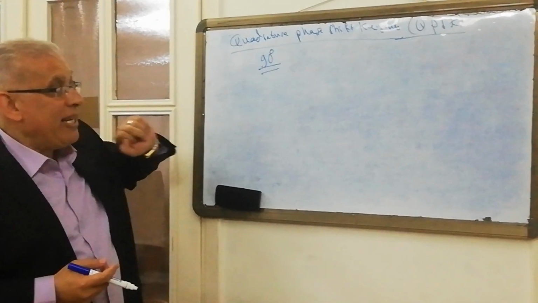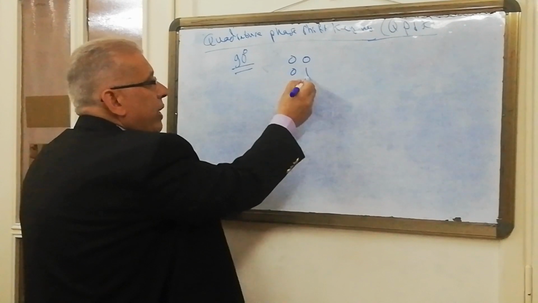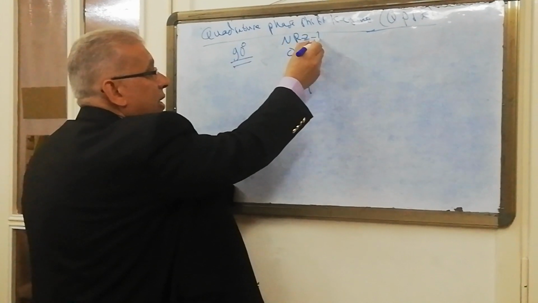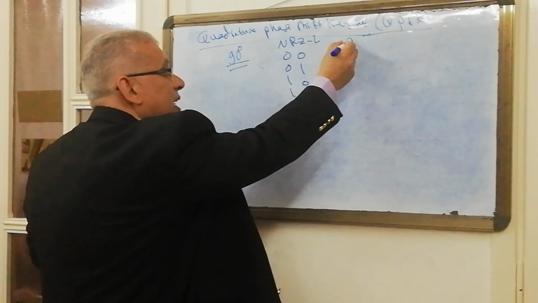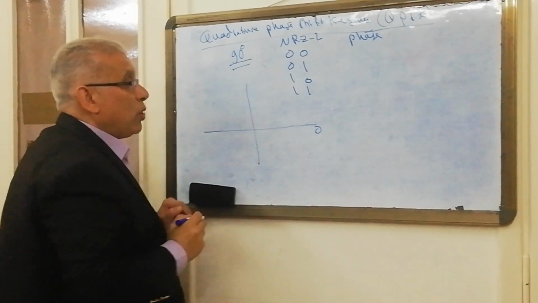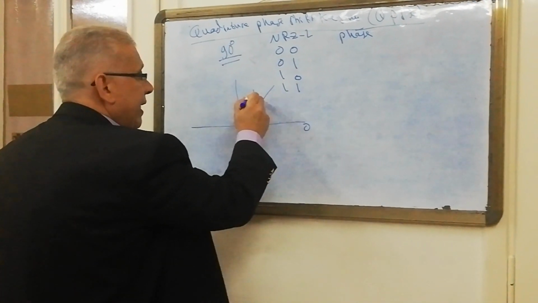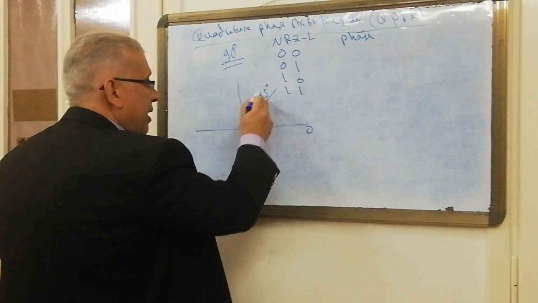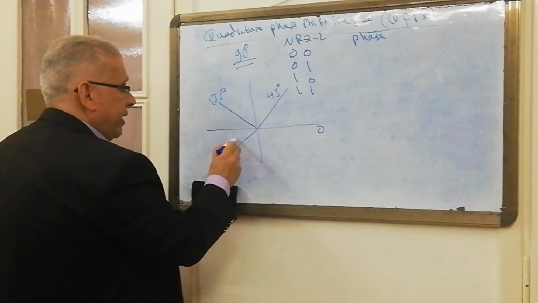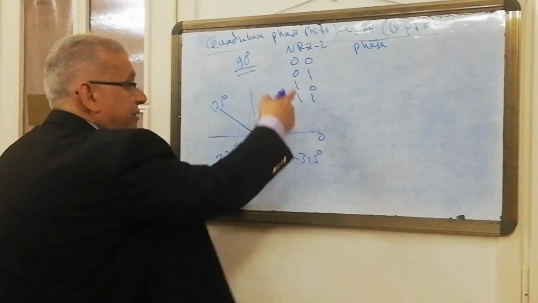Here also we will assign 2 bits for each phase. We'll talk about 00, 01, 10, and 11. This will be non-return to zero level. For the phase, 00 means the 45-degree angle, here we're talking about 135 degrees, here 225 degrees, and here 315 degrees. So we are talking about different phases.